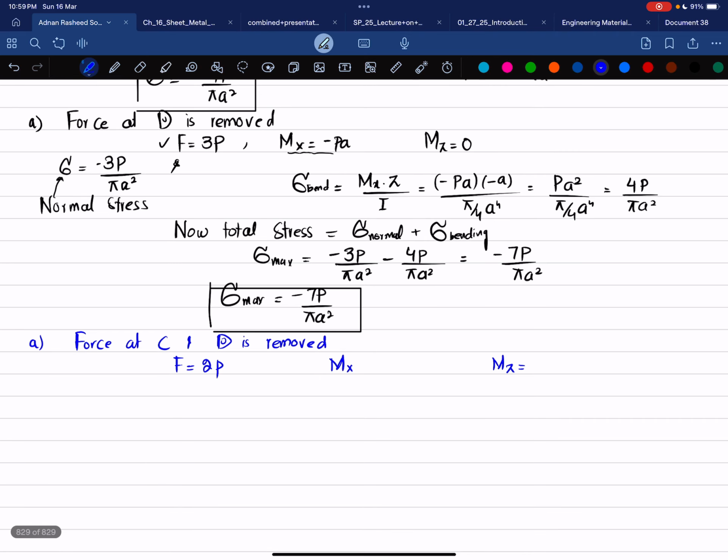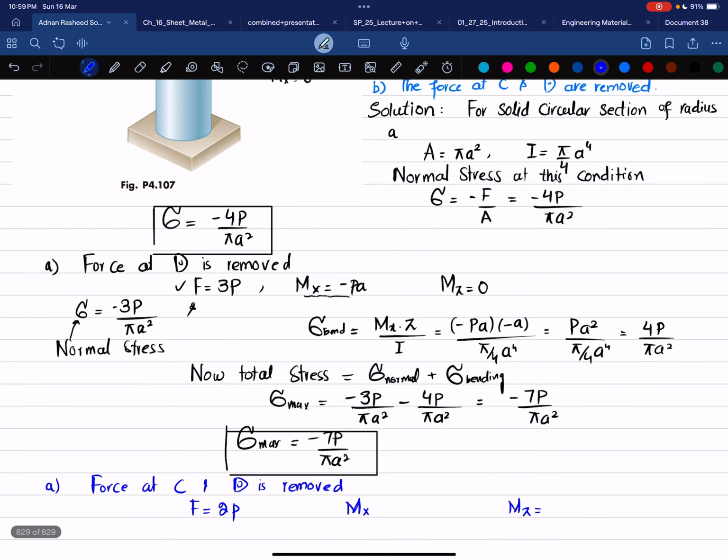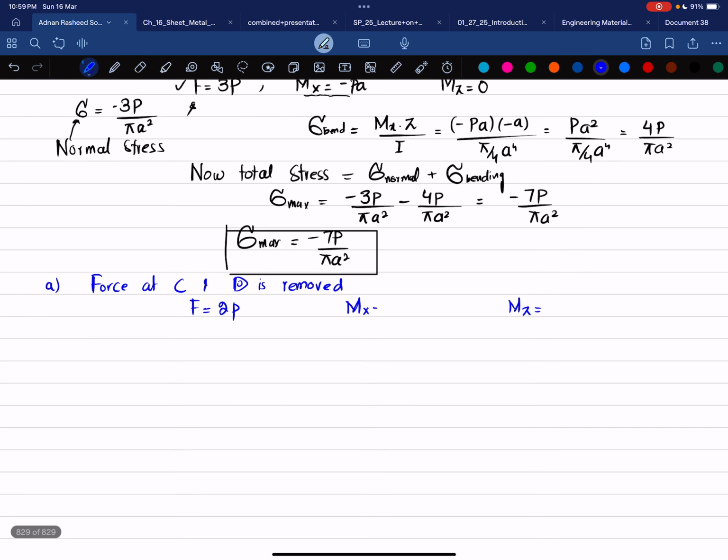So I will write it. Mx will be equal to minus PA and Mz is also minus P into A. Now total maximum stress will be equal to what? It will be equal to minus F by A, because that is compressive, minus M into C divided by I, where M is the total moment, C is the distance from neutral axis to the point where loads are applied, and I is the moment of inertia.